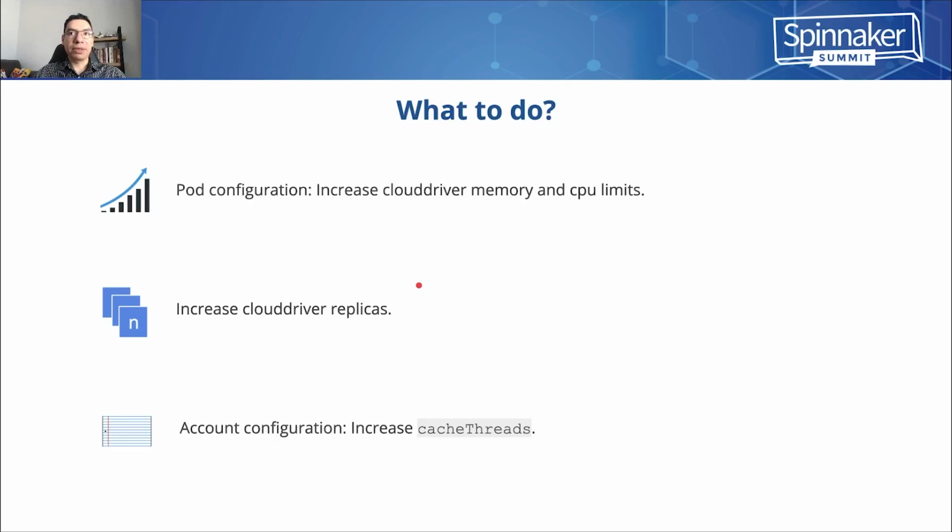The reason is that if you have different CloudDriver instances caching the same account at different times, there's a higher chance that the cache is refreshed when you are doing the deployment by one of the replicas, instead of waiting for a full caching cycle for the replica that is handling the deployment. So that is why increasing the replicas is also helping. Another tip is increasing the number of cache threads in the account configuration.